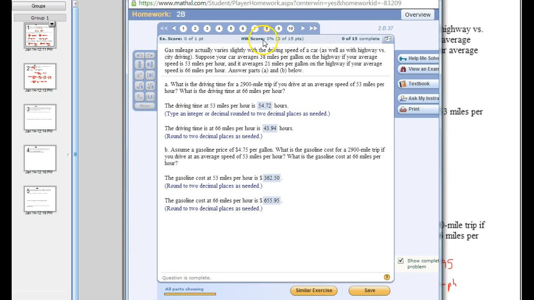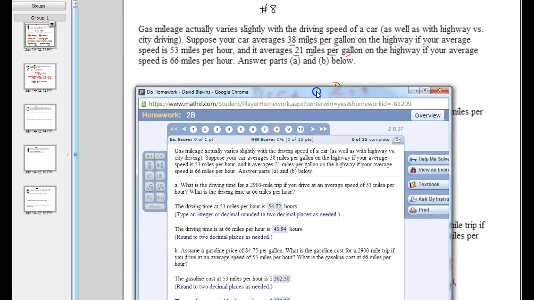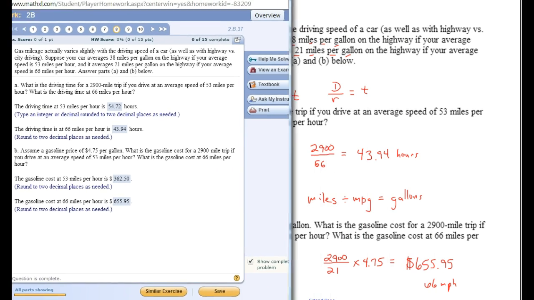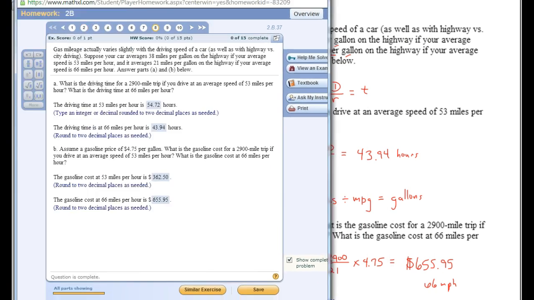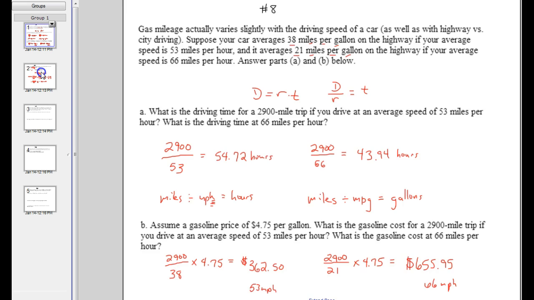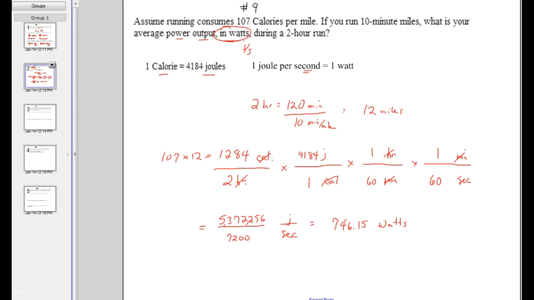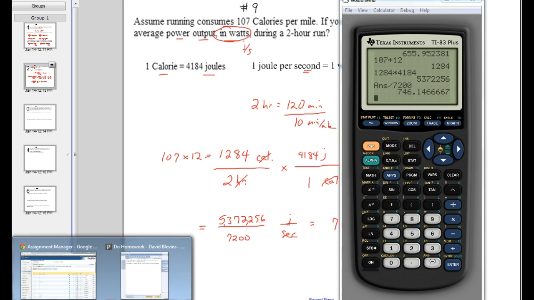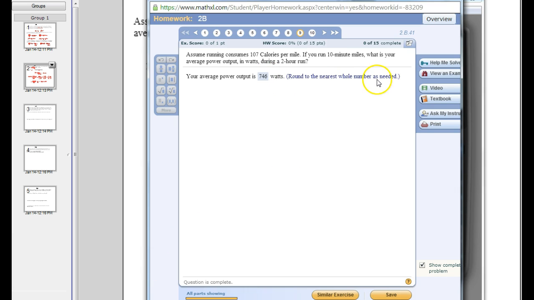And then here are those questions in the homework. So 54.72, 43.94. And then 362.5, 655.95. Those are the things that we got when we did those. And then number 9, there's the 746. 746.15, just rounded to the nearest whole, is what it's asking you here.